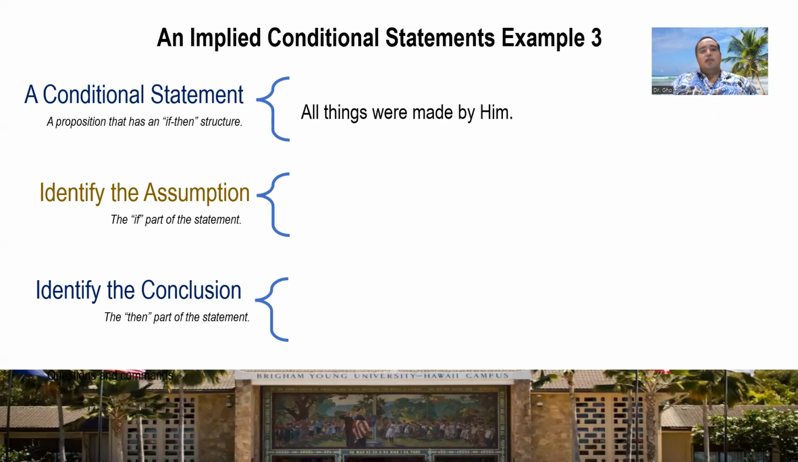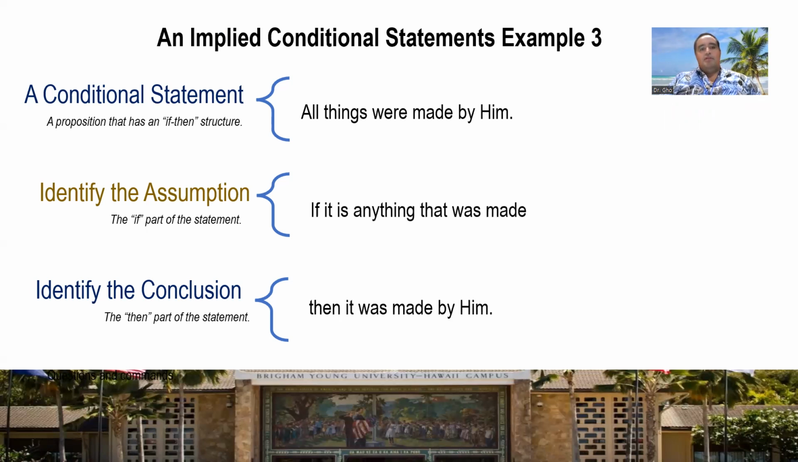Additional statement, all things were made by him. Go ahead and pause it, identify the assumption, the conclusion. When you've identified those, hit pause. If there's anything that was made, then it was made by him.